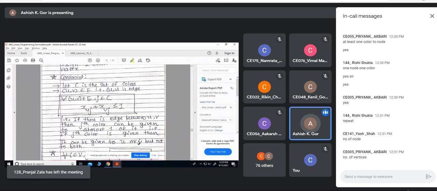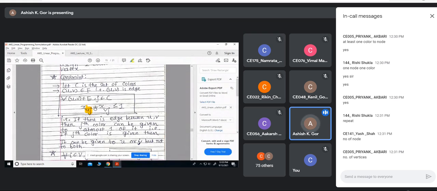So if there is an edge between U and V, then the jth color can be given to at most one of them. Adjacent nodes cannot be given the same color. That is your prime focus, right? If there is an edge between U and V, U and V cannot be given the same colors. What does that mean? X, U, J. What is J? J is any color.